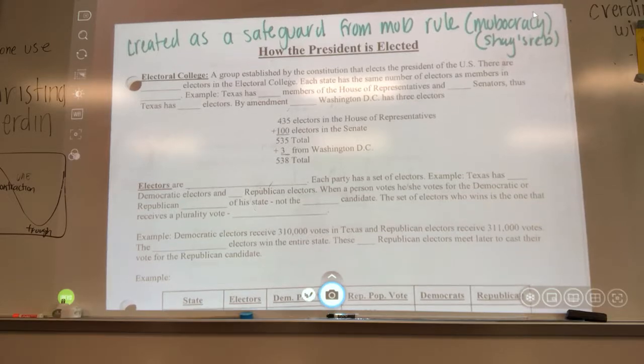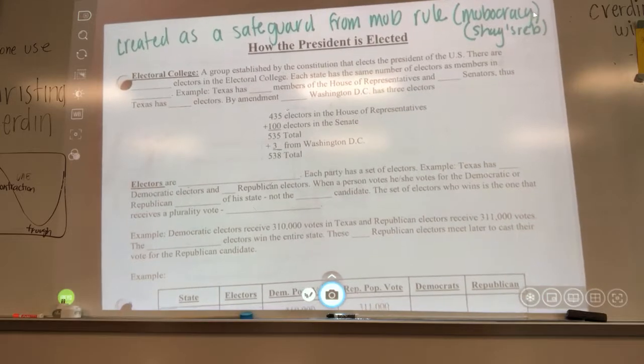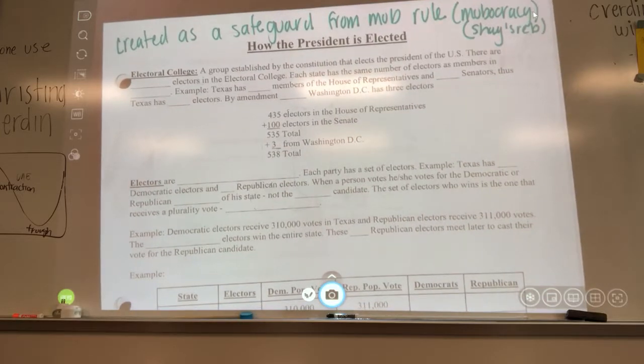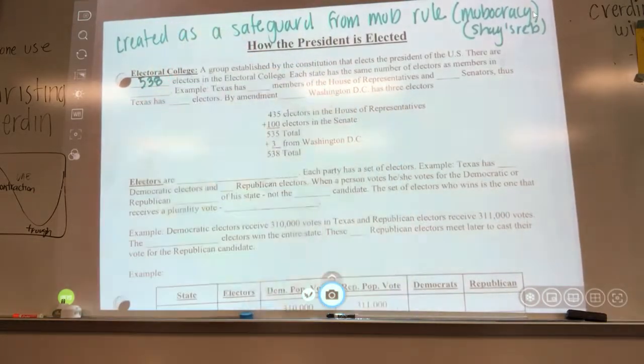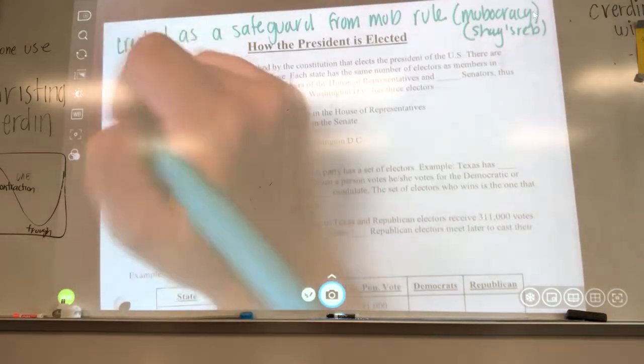So the Electoral College is a group established by the Constitution that actually elects the president. They will meet after the election day and confirm who the president is. There are 538 electors in the Electoral College, and I'm going to talk about how this number comes around. Each state has the same number of electors as members in Congress.